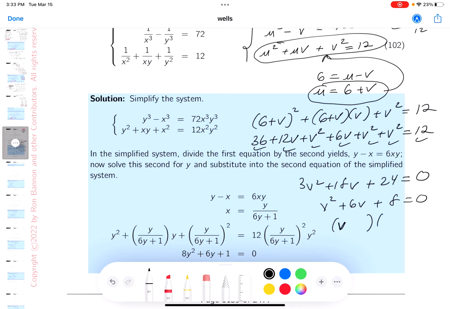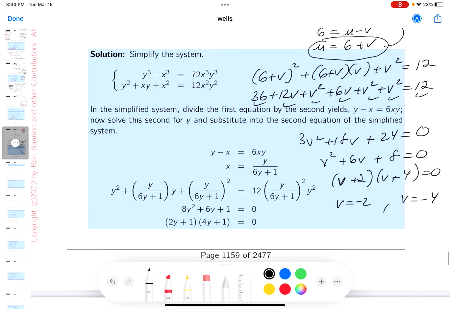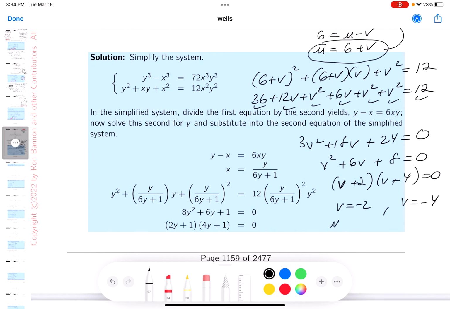That's a v. V looks like 2 and 4. Relatively simple factorizations. And what do you have here? V is minus 2. And the other possibility is v equals minus 4. Now, we're not there yet. I'm going to write down what the u is. And what's the u? Well, look up here. So it's going to be 4. And what's the u over here? That's going to be 2.